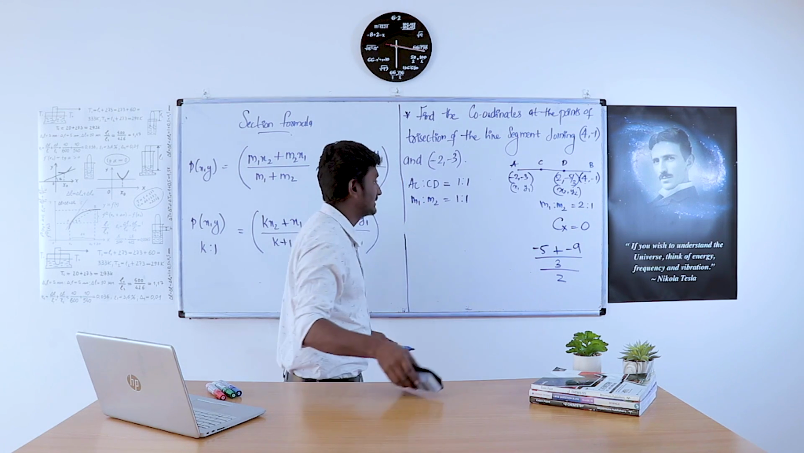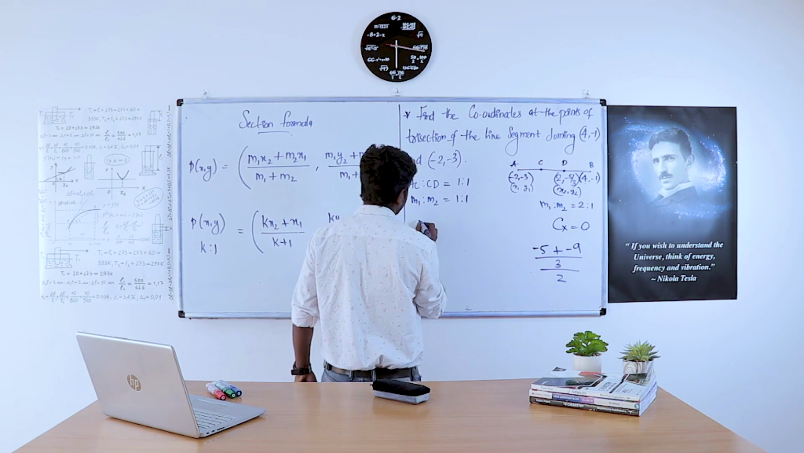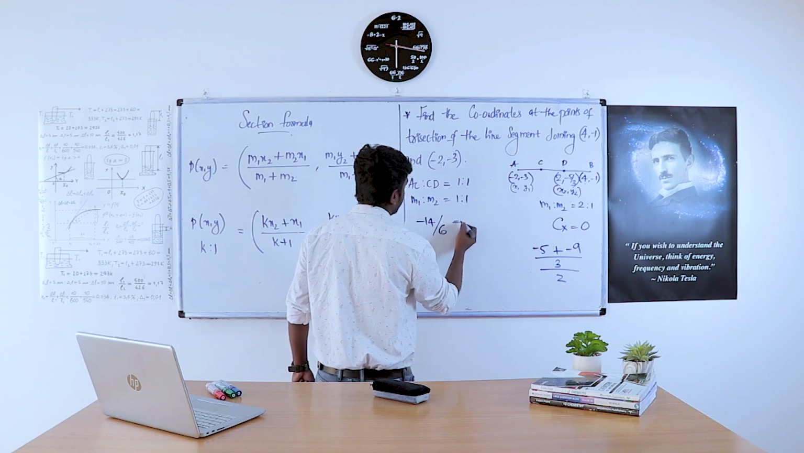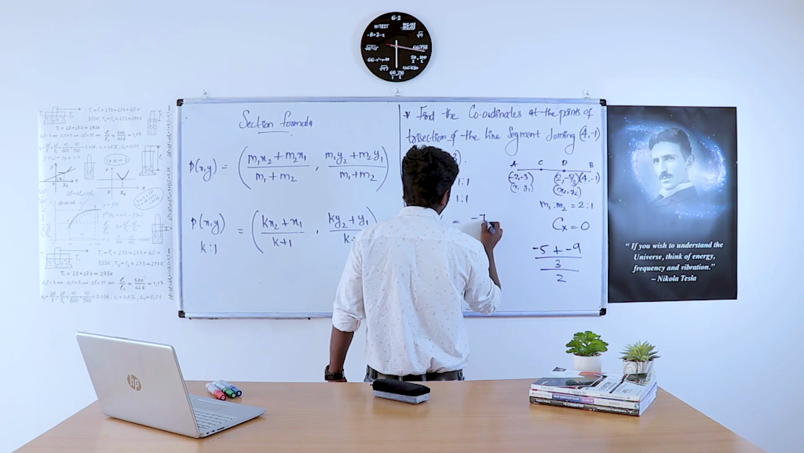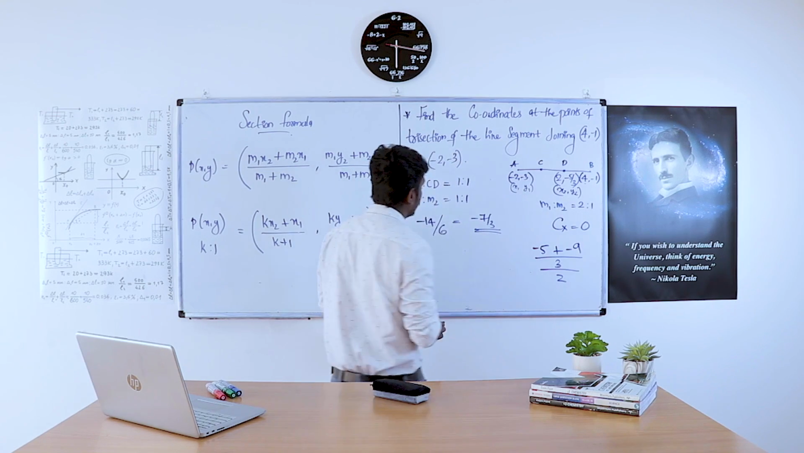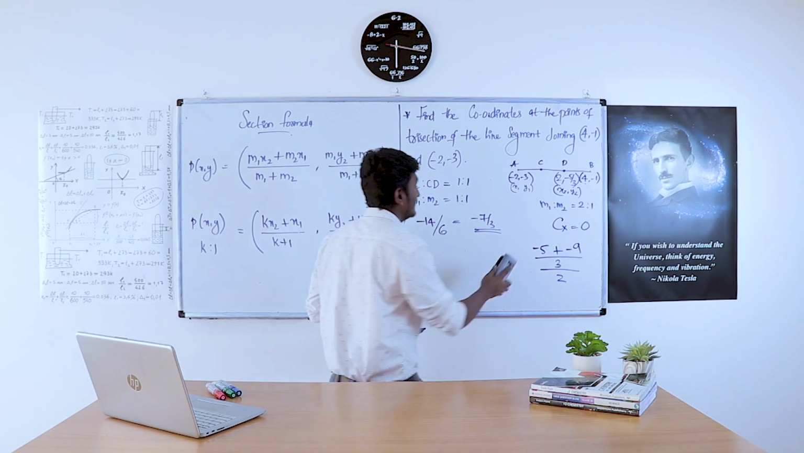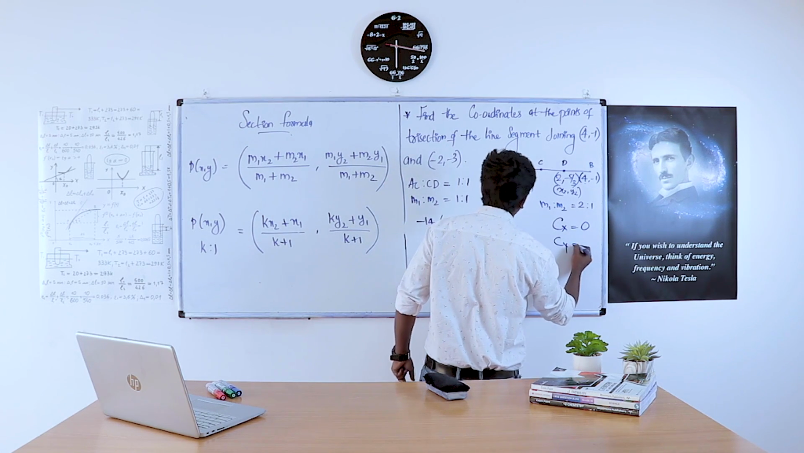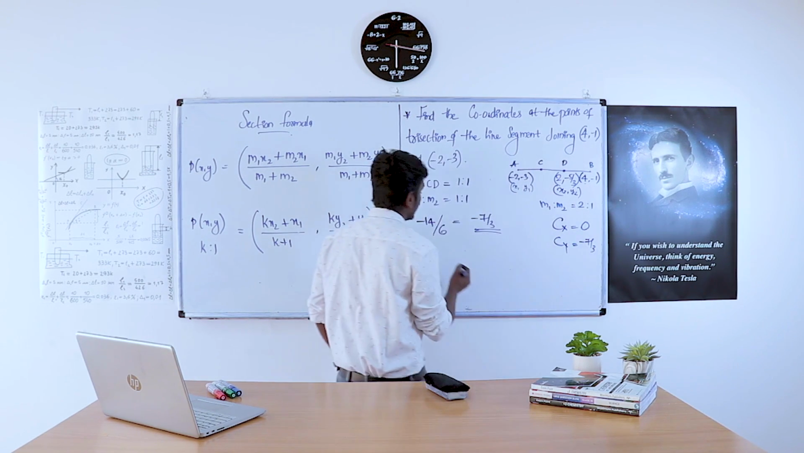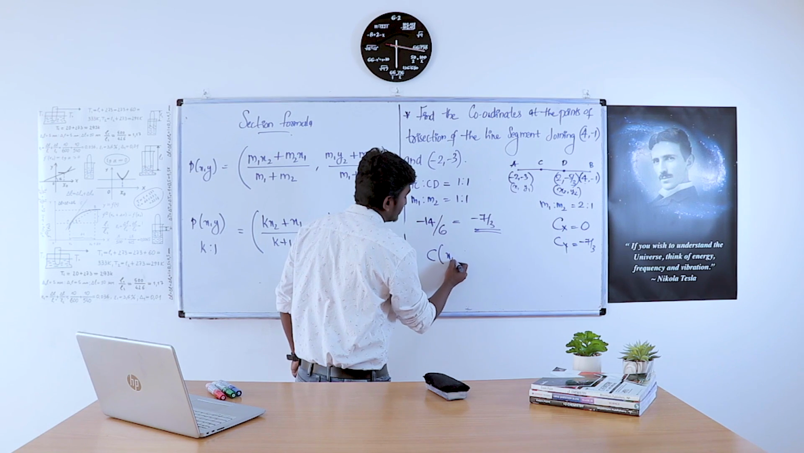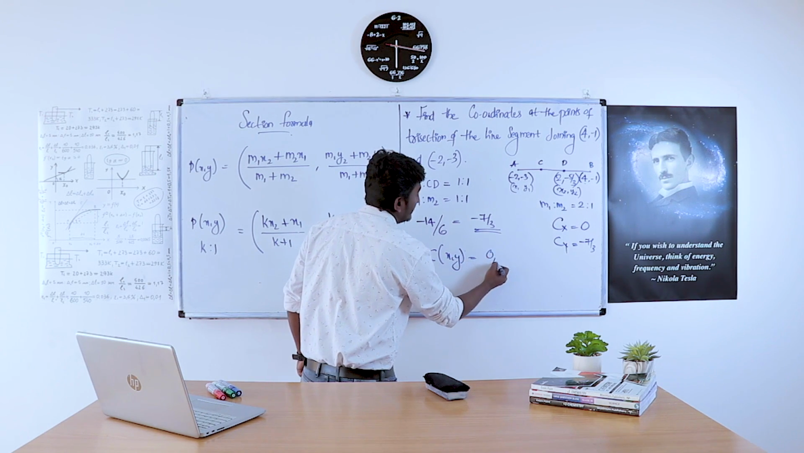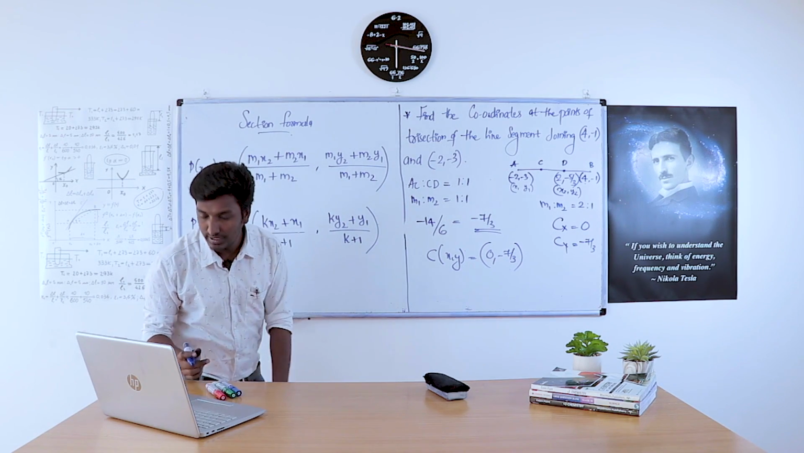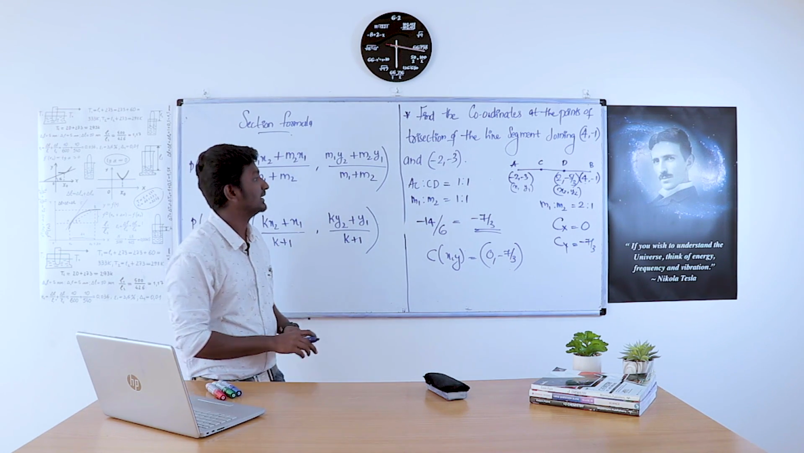Then when we are simplifying, minus 5 minus 9, it is minus 14, divided by 3 into 2, 6, which can be written as minus 7 by 3. So we got the y coordinate. What is the y coordinate? Cy is equal to minus 7 by 3. So the coordinate of C(x, y) is 0, minus 7 by 3.